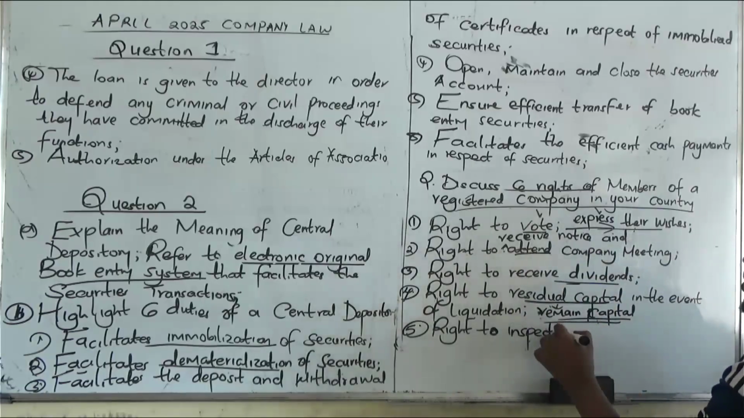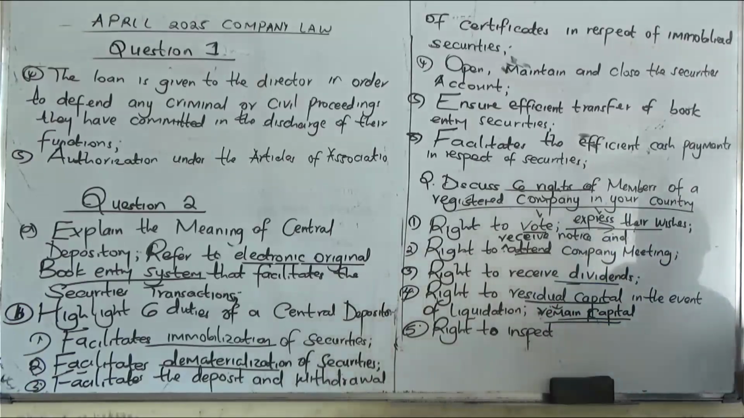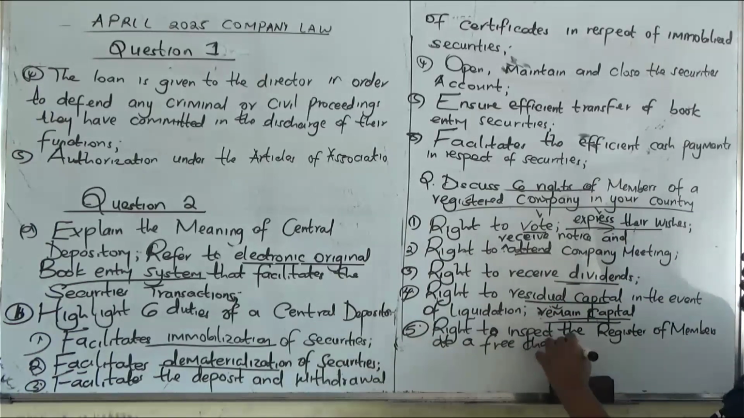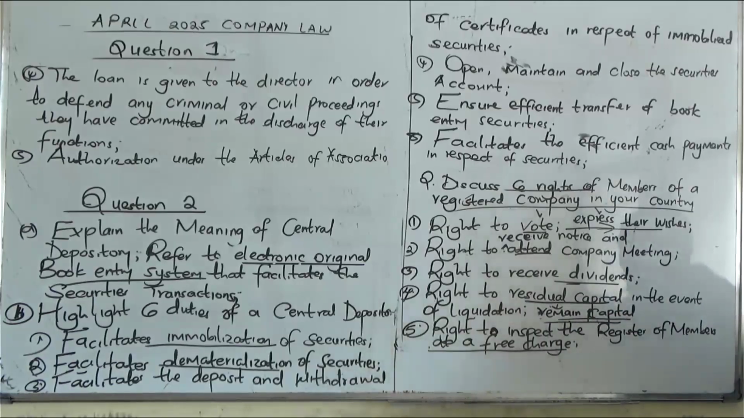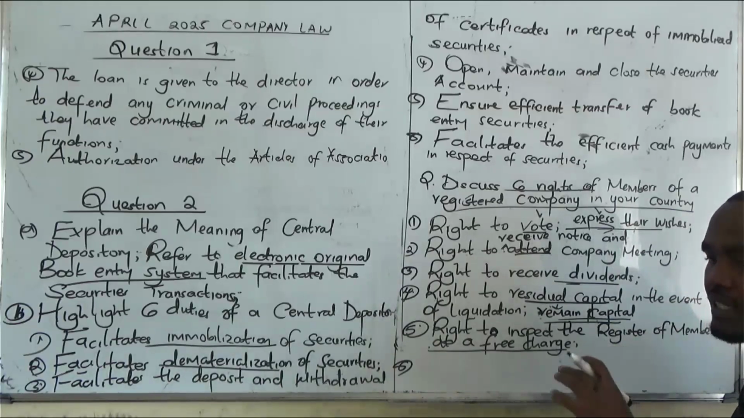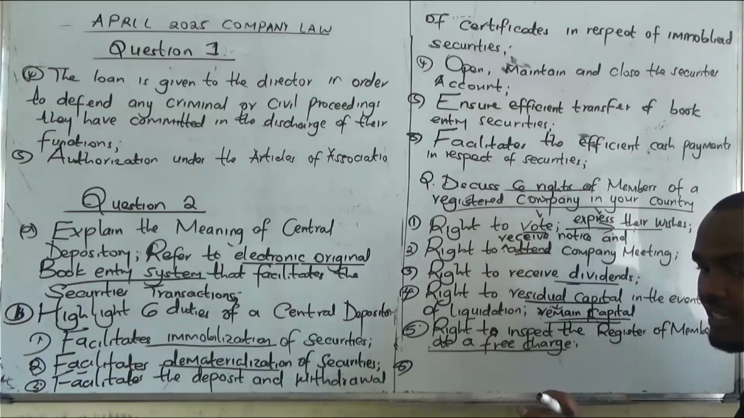So they have the right to inspect the register of members at a free charge. The marking point is here. You cannot say the right to inspect the register of members. This one, at a free charge, they do not pay. For the members of the public, they pay. So you'll be explaining that they can inspect the register of members at any time within the business working hours, okay, at a free charge.